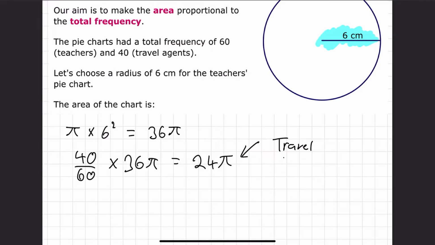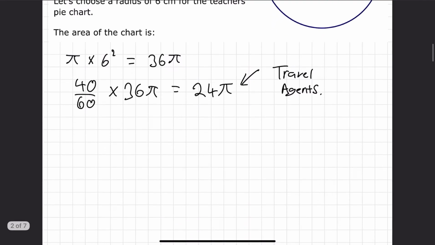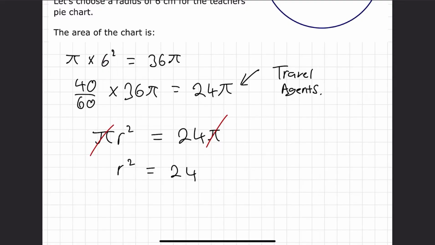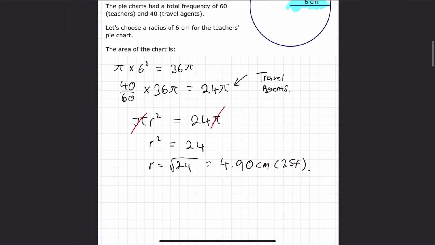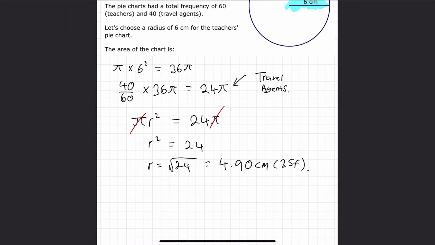But for most questions, what they really want to know is the radius. So we know pi r squared is equal to 24 pi, so r squared equals 24, because we can cancel out the pi on both sides. So r is going to be the square root of 24, which is equal to 4.90 centimeters to 3 significant figures, or 2 decimal places. So that was the long method, which is not really long, but there's a quicker method.